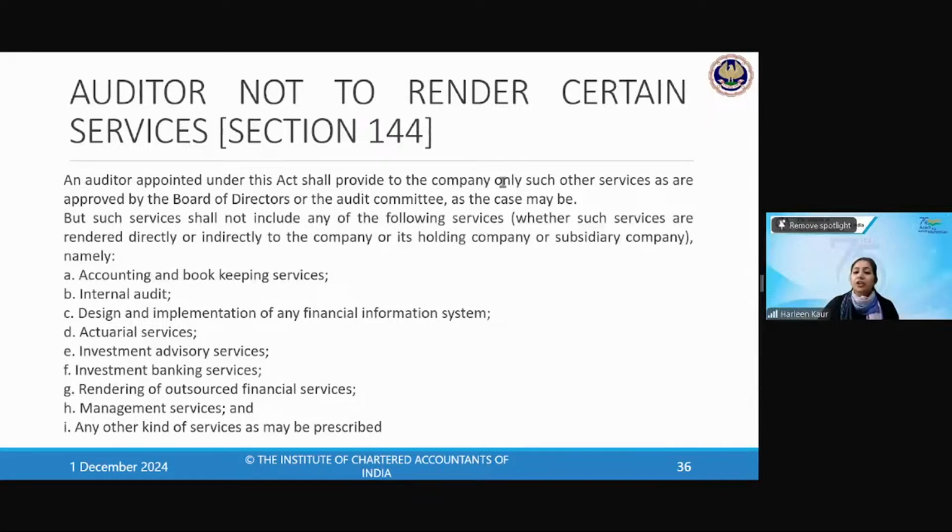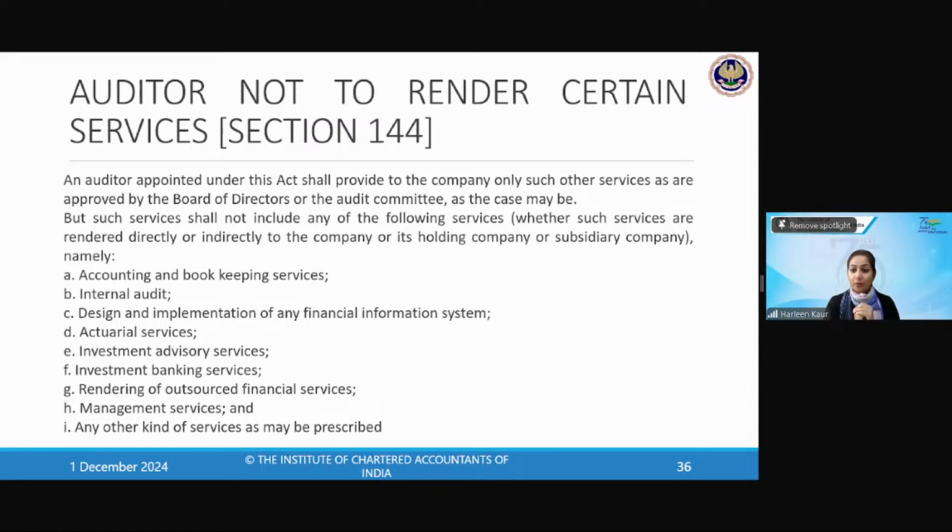So the auditor appointed shall provide to the company only such services which are approved by the board of directors or the audit committee. Either the board of directors or the audit committee will decide that these are the respective services that you're going to give us as an auditor. But it will not include the following services rendered directly or indirectly. First, let us understand the words directly or indirectly. I am an auditor and my relative is being appointed as an accountant in your company.